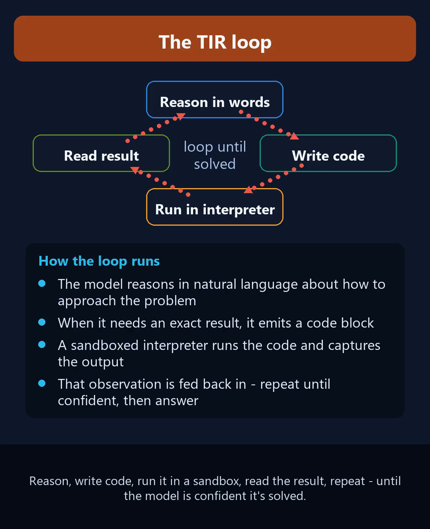Watch the loop. The model reasons in natural language about how to approach the problem. When it needs an exact result, it emits a code block. A sandboxed interpreter executes that code and captures the output, a number, a table, or an error. That observation is fed straight back into the context, and the model reasons on. It repeats this cycle as many times as needed, until it is confident, then writes the final answer.